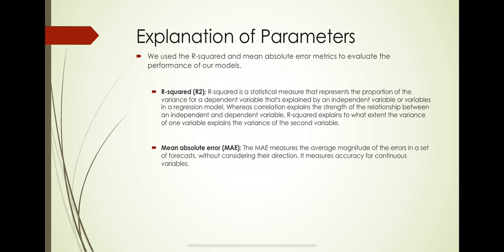And then the other measure was the MAE. The MAE measures the average magnitude of the errors in a set of forecasts without considering their direction. It just measures the accuracy for continuous variables. So these were our parameters for regression.